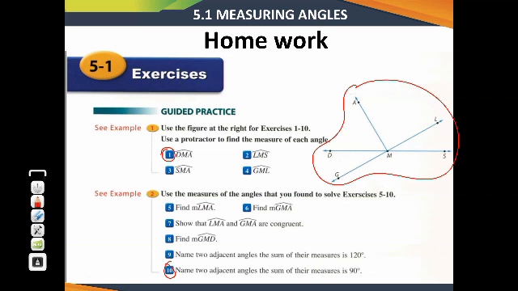Use a protractor to find the measure of each angle. Of course, you have to have a protractor at home. Then you can find the measure of all of them. For example, in here it's 45 degrees. Don't erase, because we need the data to find the measure of each angle and solve exercises. We found some of them, like in here, for example, 30. Don't erase because we need it to answer exercises 5 to 10.